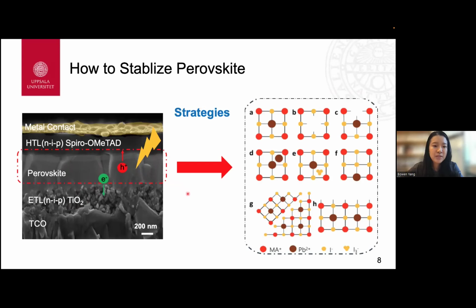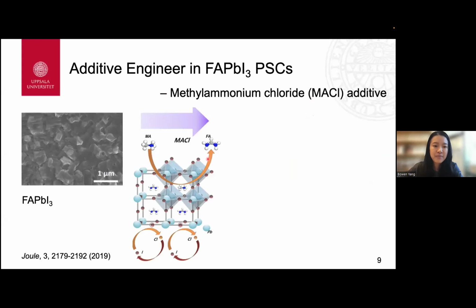So in this regard, there are mainly two strategies developed so far that can efficiently stabilize perovskite film in general. One is to stabilize the perovskite bulk through additive engineering, and the other one is to stabilize the surface through surface engineering. The same strategies apply for stabilizing FAPI-based perovskite solar cells.